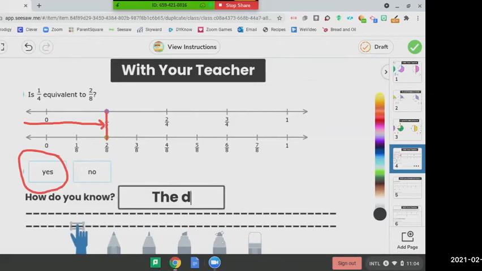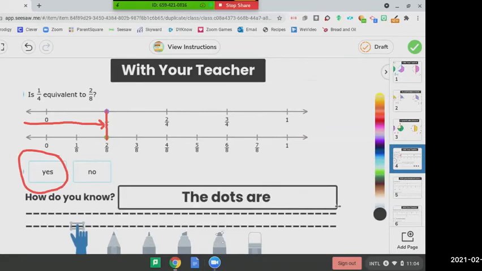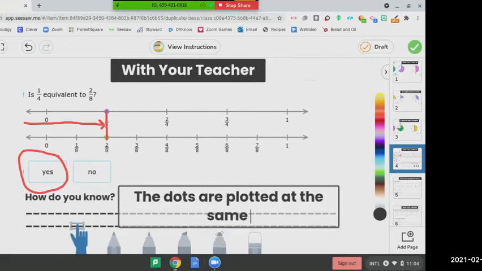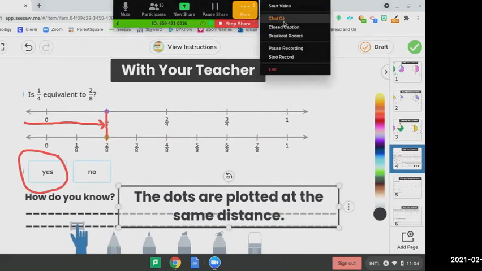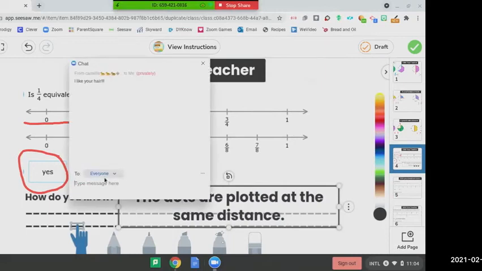The dots are plotted at the same distance. That's how we know that they are the same size. They're that same distance away from 0.